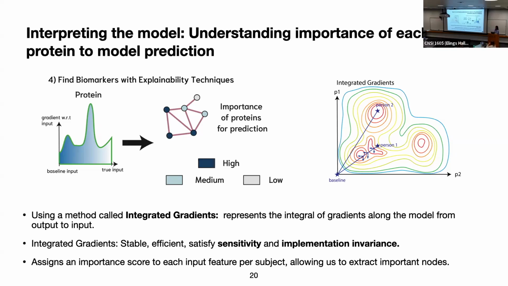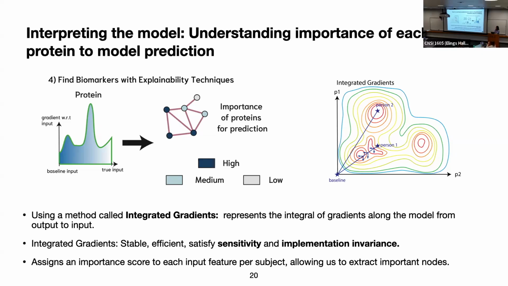So it's not a learned method, so we'll always produce the same result, which is really important for clinical purposes. It's efficient, and it satisfies sensitivity and implementation invariance axioms. Sensitivity means that if the input and the baseline differ by only one feature, but produce different outputs, that feature should have a non-zero importance.